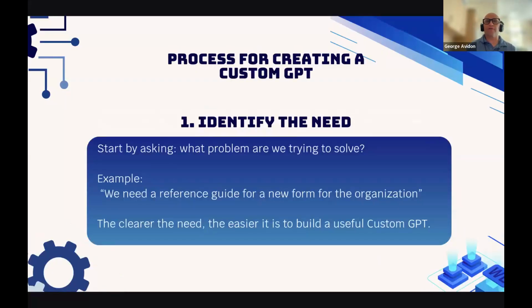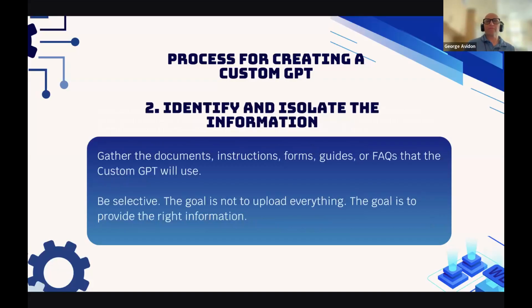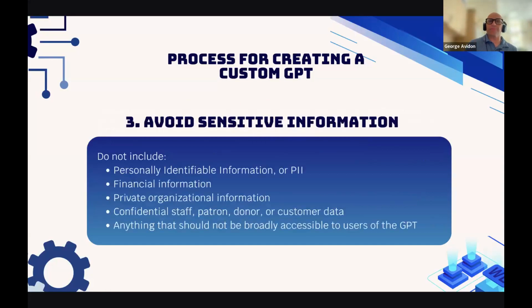Okay. So how do you create it? You want to think through the process a little bit. First, identify the need, what problem we're trying to solve. Let's just say we need a reference guide for a new form for the organization. That's a really clear need. Then you want to identify and isolate the information that you will be sharing: gather the documents, instructions, forms, guides, or FAQs. Be selective. The goal is not to upload everything. The goal is to provide the right information. If you've heard of the term RAG, this is kind of a boiled down RAG. So garbage in, garbage out. You really want the information to be exactly what you'll be using.